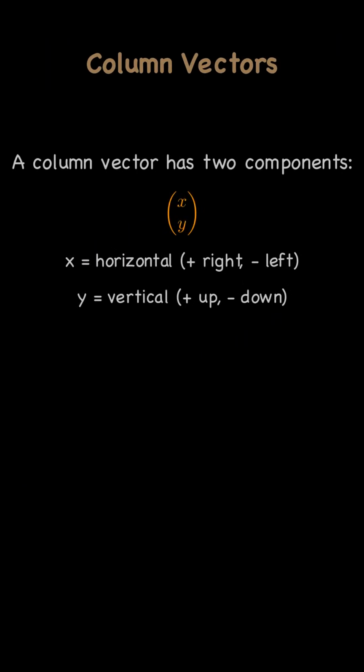We can represent vectors using column vector notation. A column vector has two components stacked vertically. The x component tells us the horizontal displacement. Positive means right, negative means left. The y component tells us the vertical displacement. Positive means up, negative means down.